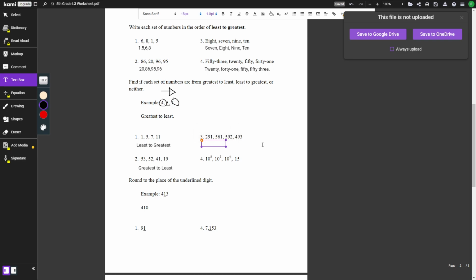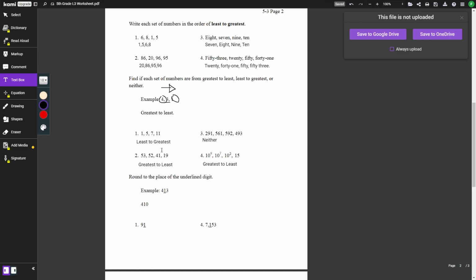291, 561, 592, 493. This will be neither, because it starts with the lowest number, then goes up, but then goes back down. Lastly, we have 10 to the 8th, 10 to the 7th, 10 to the 2nd, and 15, which will be greatest to least, because the numbers decrease as the exponents decrease.